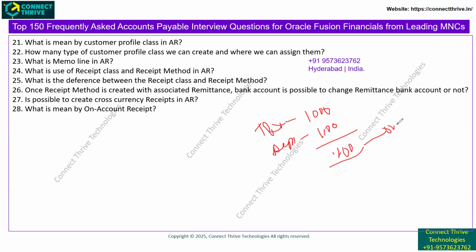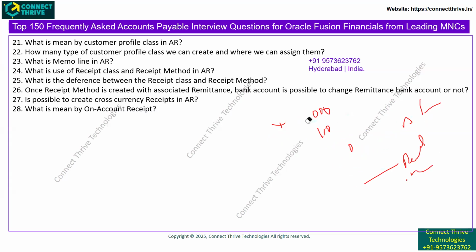We can keep it as on account. It's like our Paytm wallet or Amazon wallet or PhonePe wallet. Whenever we receive the next invoice, we will release it from on account. We can apply it to the existing invoice or the same transaction, depending on the requirement. That excess amount we can say is on account.